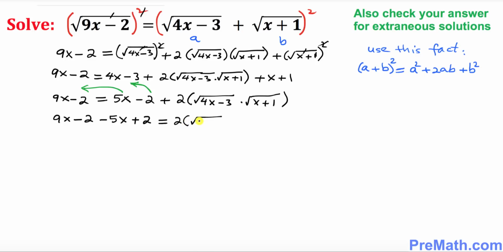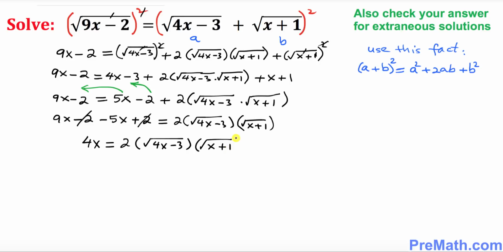So we end up with 2 times the square root of 4x minus 3 times the square root of x plus 1. So far so good. Here we're going to simplify. First of all, this negative 2 and positive 2 are gone. So 9x minus 5x equals 4x, equals 2 times the square root of 4x minus 3 times the square root of x plus 1. The next step, since I can divide both sides by 2, this becomes simply 2x, and this 2 and 2 are gone, so we simply end up with the square root of 4x minus 3 times the square root of x plus 1.